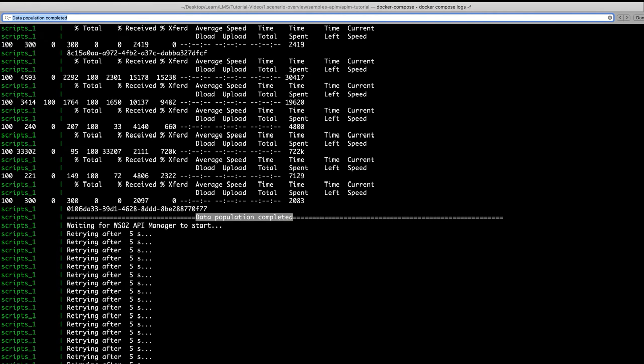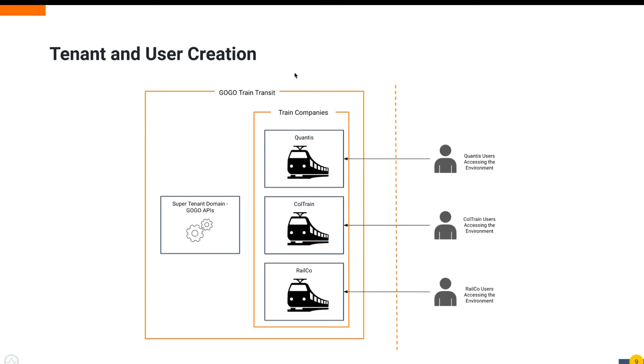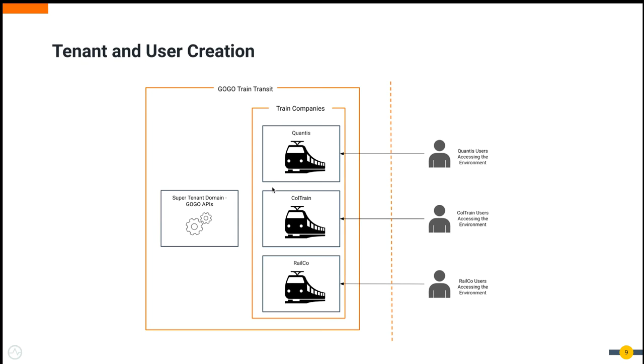Now that the environment is set up properly, we can try out the scenarios one by one. According to the requirements, the API Manager should have 3 tenants for 3 companies, and the GoGo Transit will use the Carbon Supertenant. Therefore, 3 tenants along with the relevant admin, publisher, and developer portal users need to be created in the Carbon Management Console.